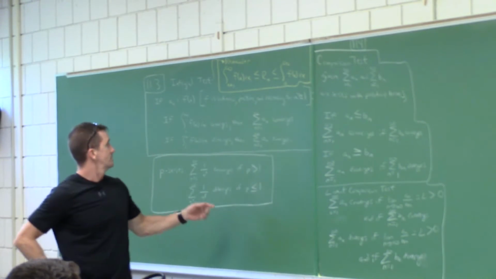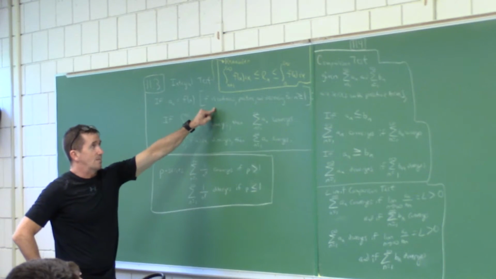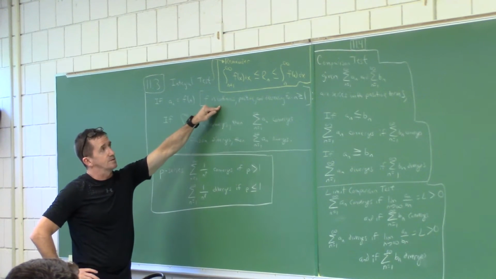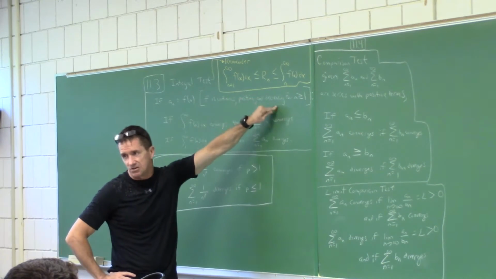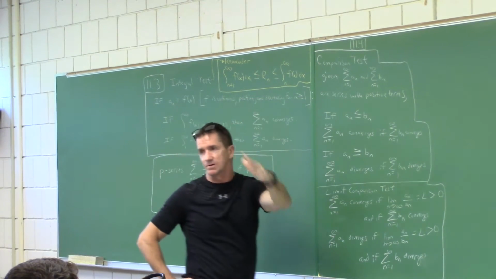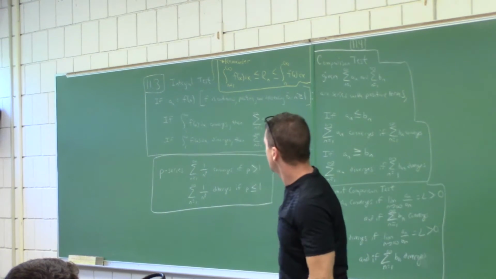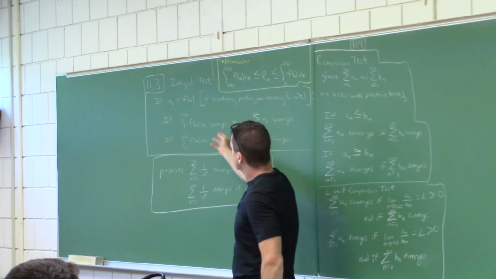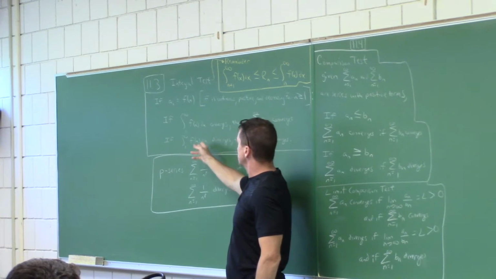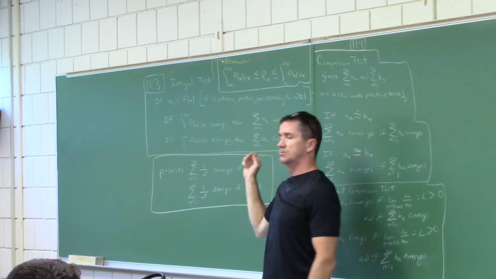The first thing we have to make sure of is that f is continuous, positive, and decreasing for n greater than or equal to 1. So we do have to ensure that, and we'll check it. Then, if the integral converges, the series will converge. If the integral diverges, the series will diverge.